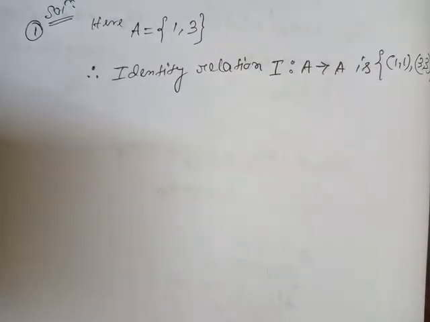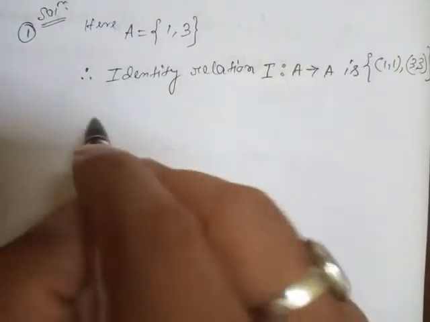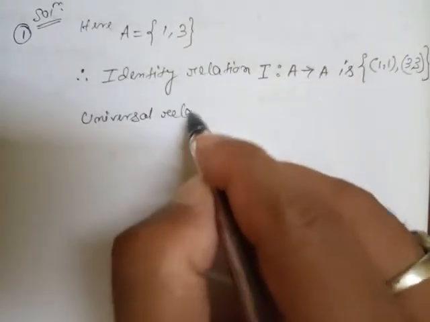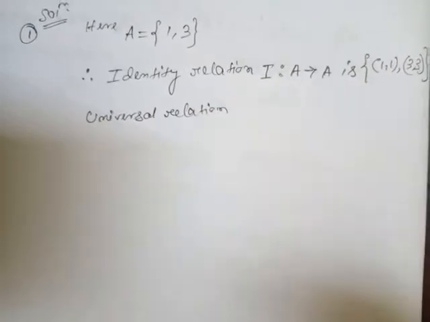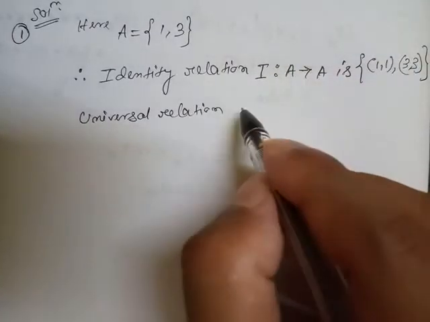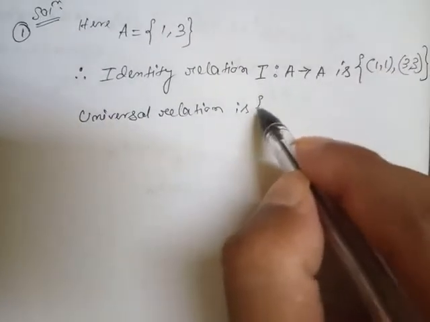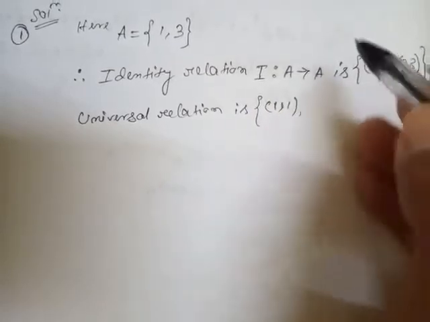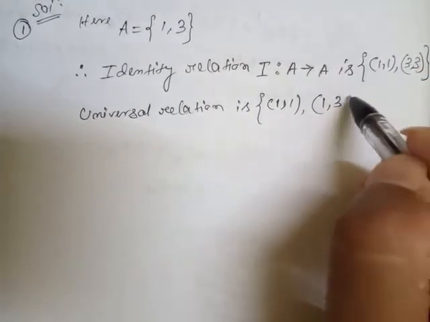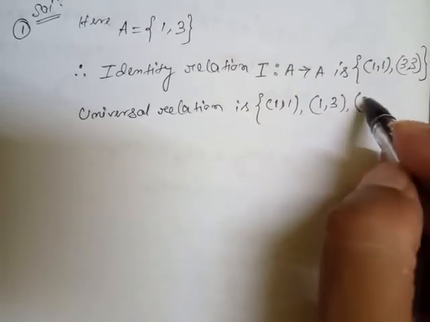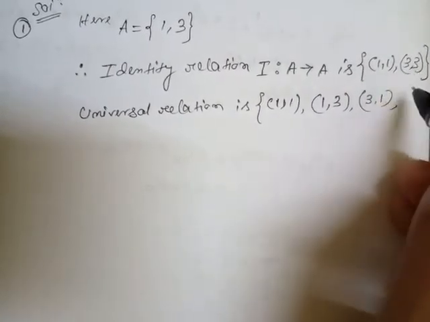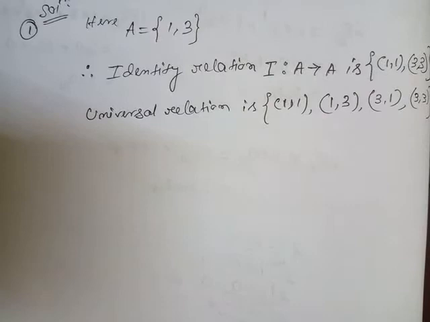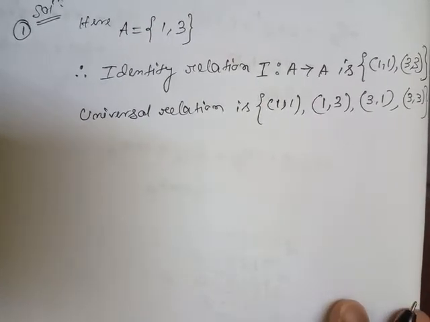Next one, students, we have to write the universal relation. The universal relation is, in a second bracket, (1, 1), then (1, 3), then (3, 1), and the last one is (3, 3). This is the universal relation. This is the answer of the first question.